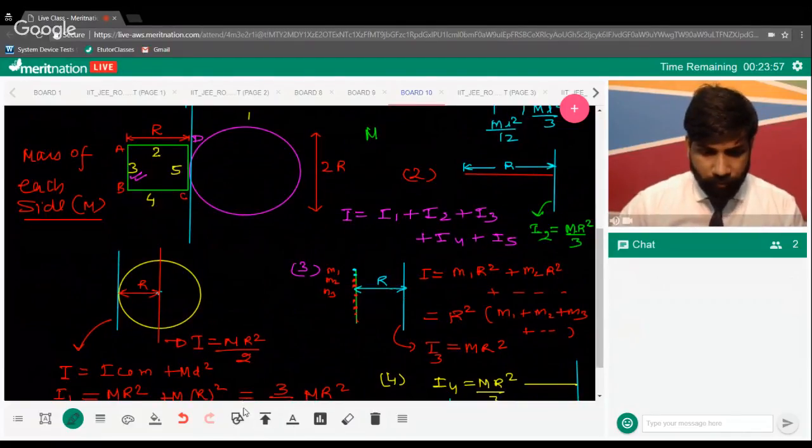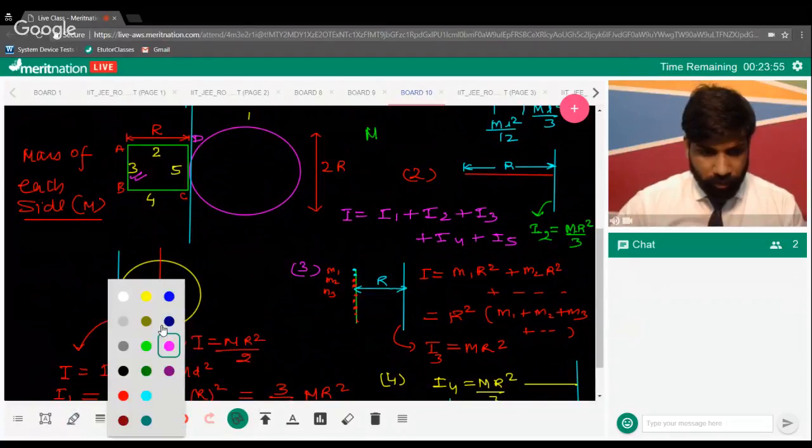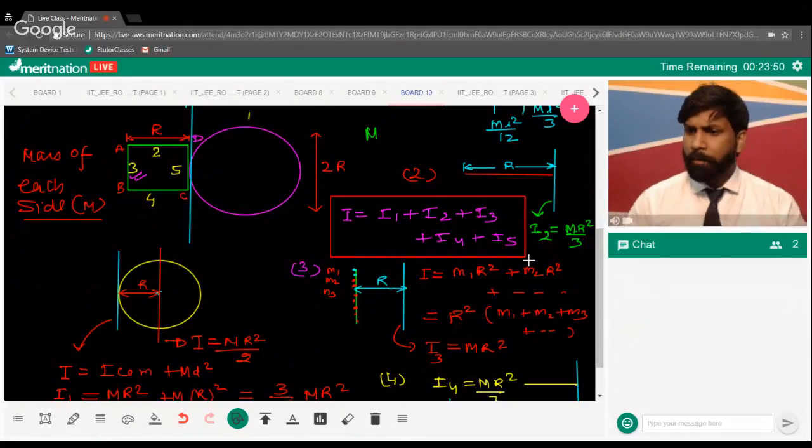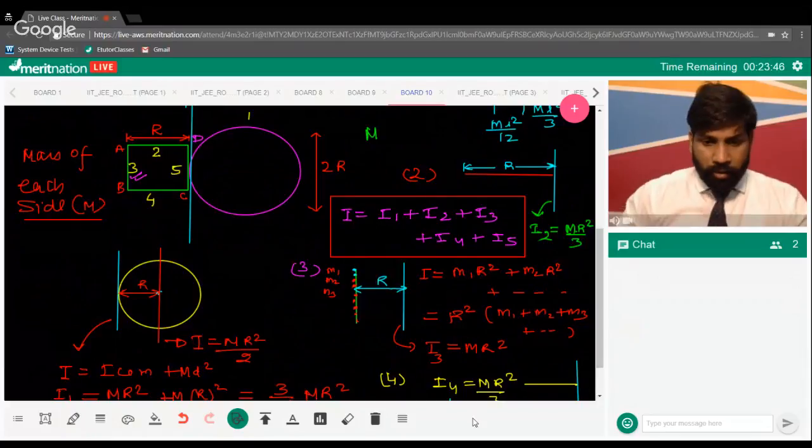That's it. So this will be our final answer. After adding, you'll get the answer. The rest of the part is calculation, and you can easily do the calculation. So now move on to our first question.